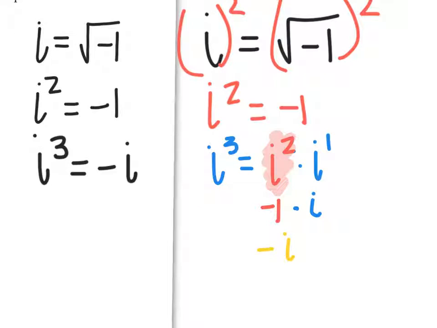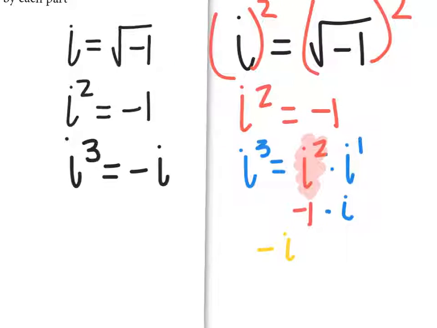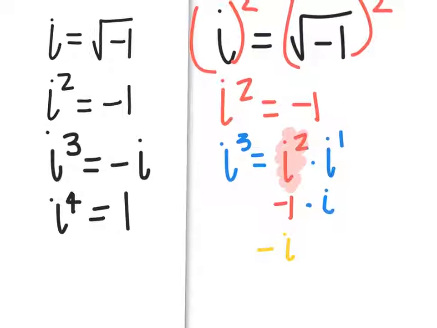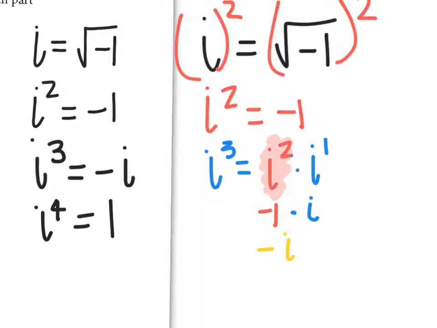So that is where our -i came from that we had over here. All right, our last one that we need to know is that i to the fourth equals +1. We're going to talk about why. Of course, we're going to talk about why. Why would we leave that out?